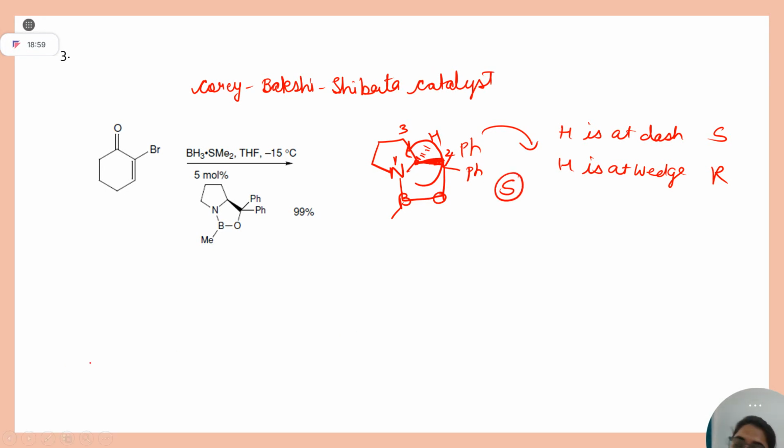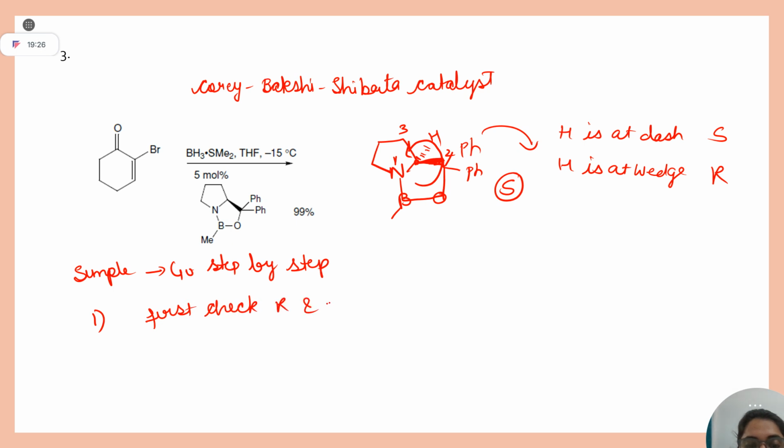Now, how to do it? I will tell you the simple way. Go step by step. Just do it in the way I am telling you. Okay. You will never be trapped in these questions. What is that? First, check R and S of the CBS catalyst.